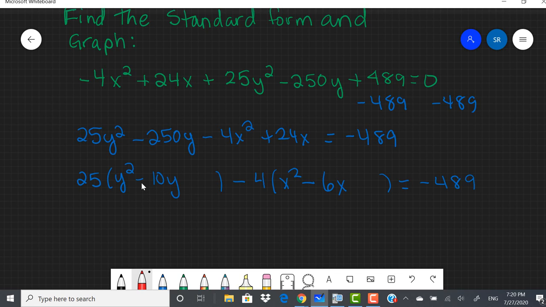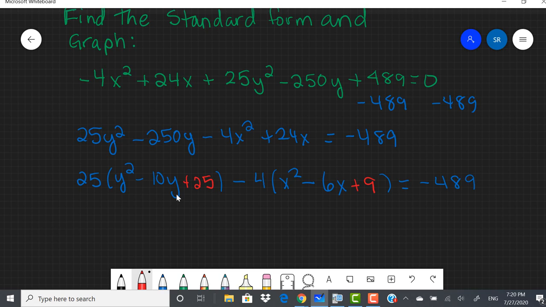So I have negative 10y here. Half of negative 10 is negative 5, and negative 5 squared is plus 25. Notice these always end up being positive because you're squaring them. Wow, that's bright with the red. And then half of 6 is 3, so I'm going to add 9 there. That really stands out. I should have done the green, but that's okay.